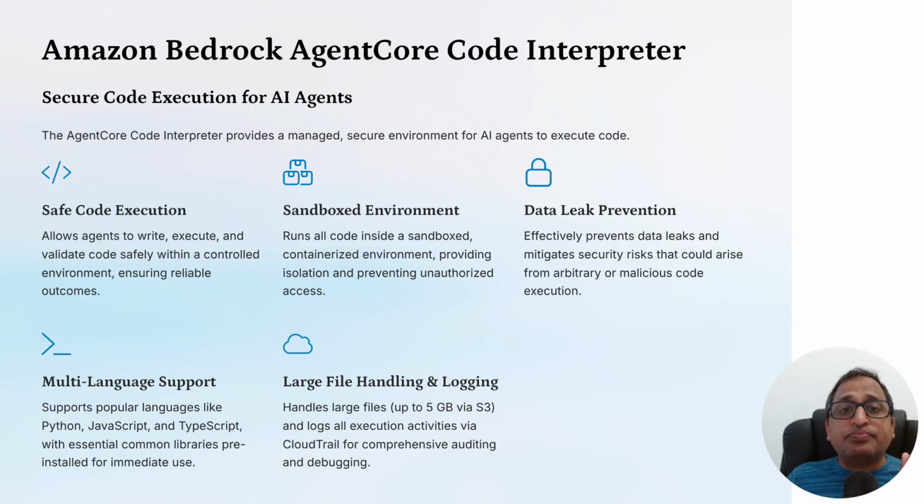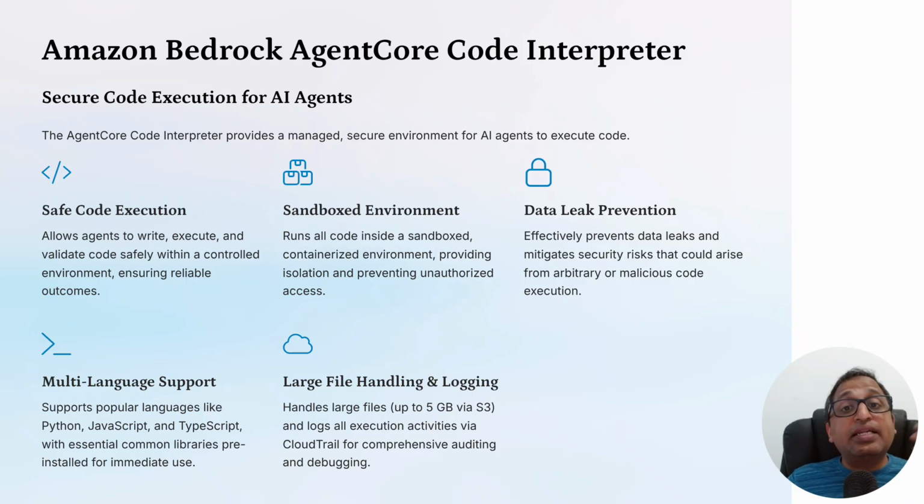So number one, safe code execution. First of all, it makes sure that all your code executions are safe. Agents can write, run and validate the code inside a controlled environment, which helps deliver consistent and reliable outcomes. And then it is a sandbox environment. So what happens is, it happens all inside a containerized sandbox environment, meaning code runs in isolation, protecting the rest of the systems and any sensitive data from unauthorized access.